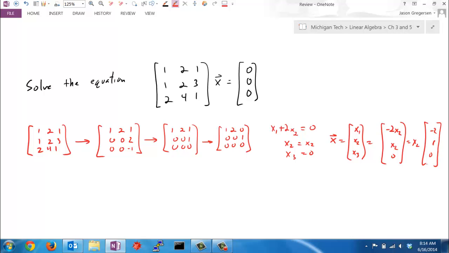So any questions about the row reduction to this reduced row echelon form? This reduced row echelon form should be unique. This should be the only option for your reduced row echelon form.